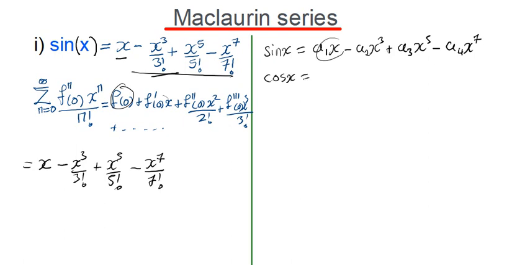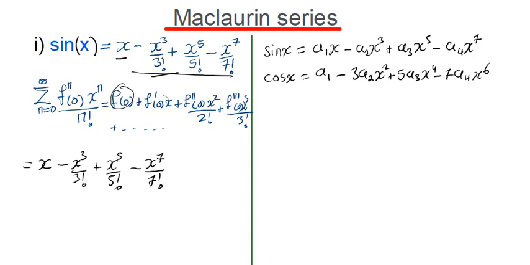So differentiating this, what do you get? You get a1 minus 3a2 x to the second plus 5a3 x to the fourth minus 7a4 x to the sixth, like that.